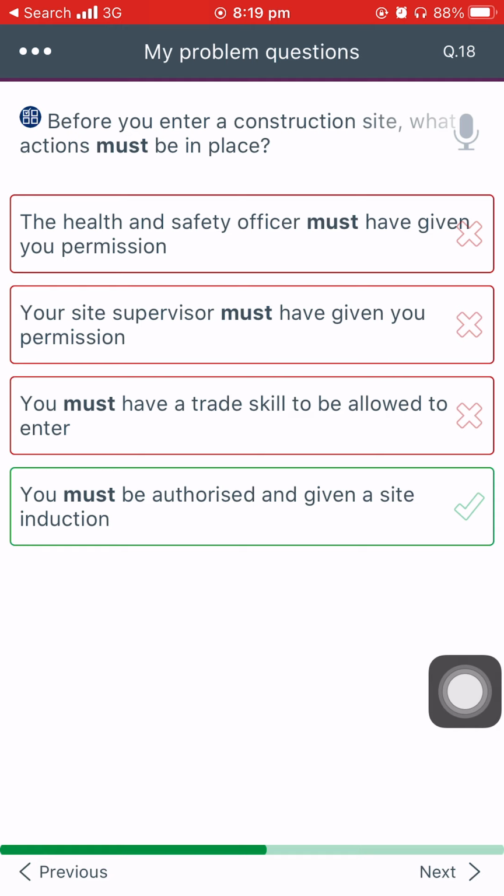Before you enter a construction site, what actions must be in place? The health and safety officer must have given you permission. Your site supervisor must have given you permission. You must have a trade skill to be allowed to enter. You must be authorised and given a site induction.